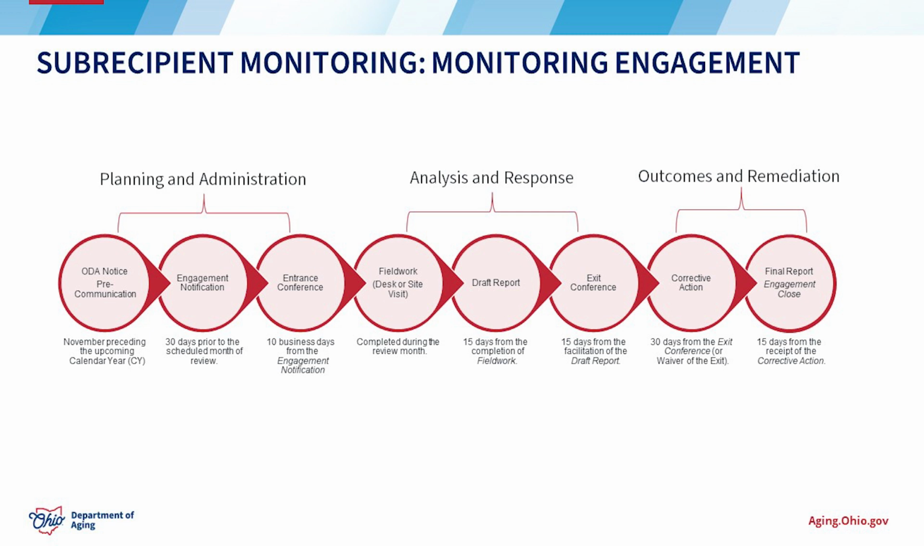As you can see, the engagement timeline can be divided into planning and administration, analysis and response, and outcomes and remediation. I'll go into each of these within the subsequent slides. It is important to note each of these deliverables are dependent upon one another. Therefore, any delays may impact the closing deliverable for your engagement.